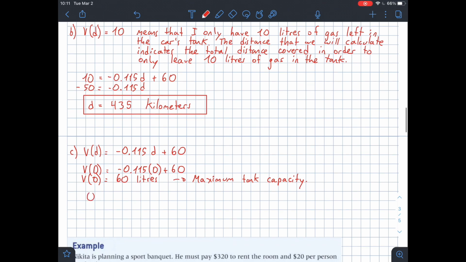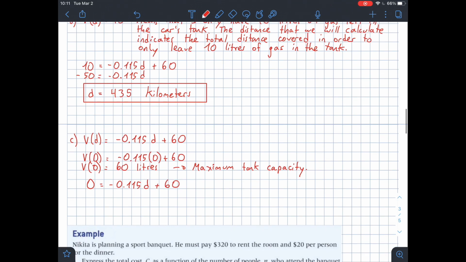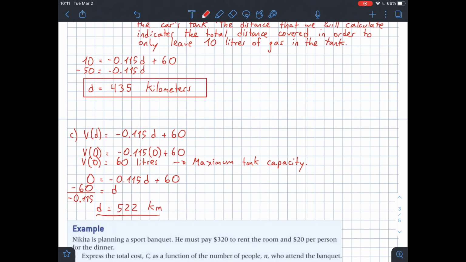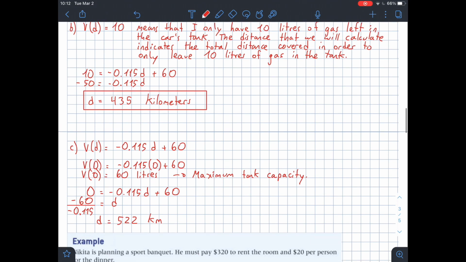And then the minimum tank capacity would be when the volume is equal to 0 liters, and we can calculate that. We're going to set volume now to 0 equals negative 0.115 D plus 60. If we solve for D, we're going to get that negative 60 divided by negative 0.115 is equal to D. So we're going to get a value of D, which is equal to 60 divided by 0.115, 522 kilometers.